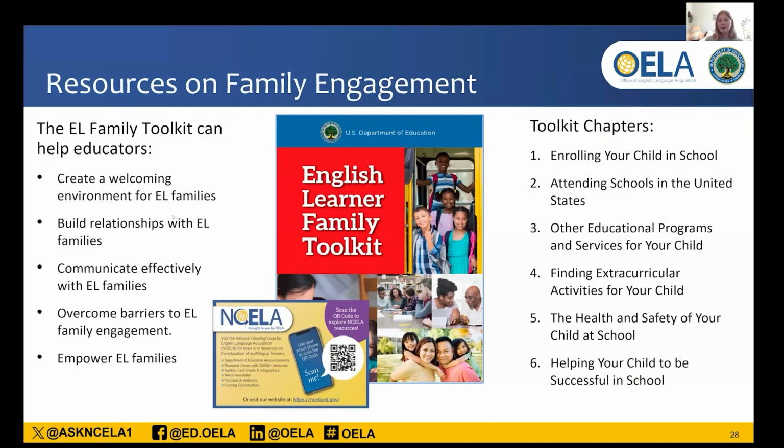Before we move on to highlight another special population, this slide from the Office of English Language Acquisition provides some additional resources to engage with English learners and their families. We have placed in the chat the link to an English Learner Family Toolkit, which was designed to help educators create a welcoming environment and build relationships with EL families, communicate effectively with EL families, and overcome barriers to EL family engagement. In addition to the EL Family Toolkit, there are also other family engagement resources available from OELA, including a fact sheet on family school engagement, and then both the English Learner Toolkit and the newly updated Newcomer Toolkit each have a chapter devoted to the topic of family engagement.